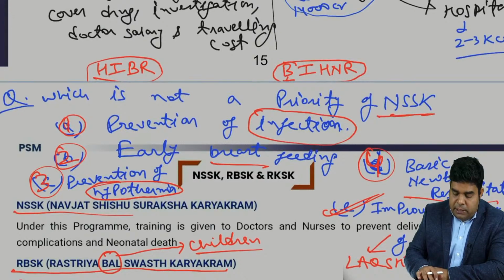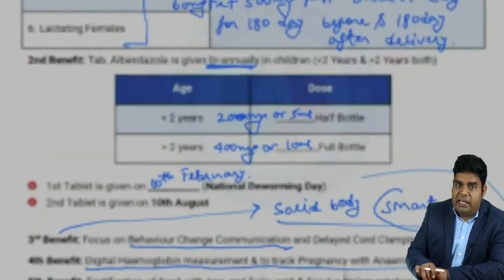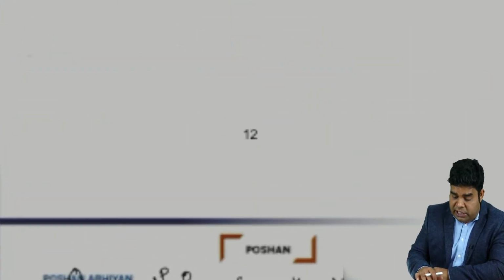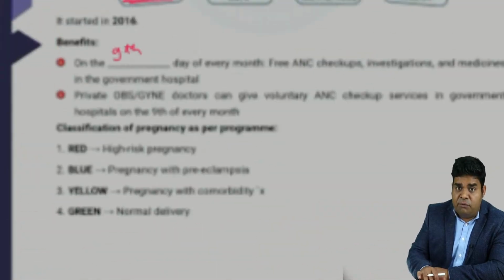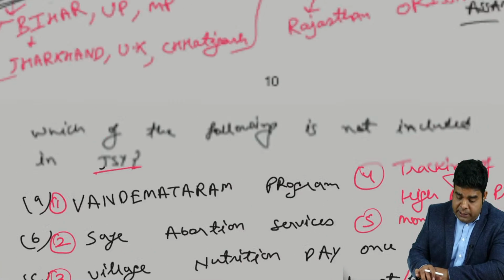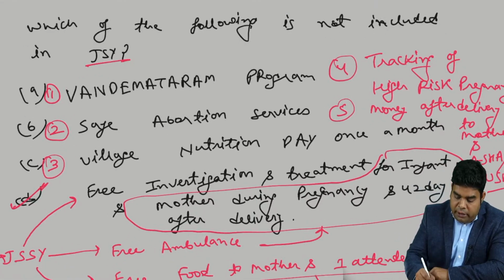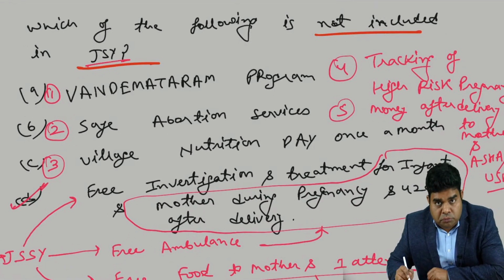We know it gives money, but it doesn't only give money. There are 6 things which are done under JSY. So they have asked in one of the exams which is not done under JSY. Which of the following is not included in JSY?